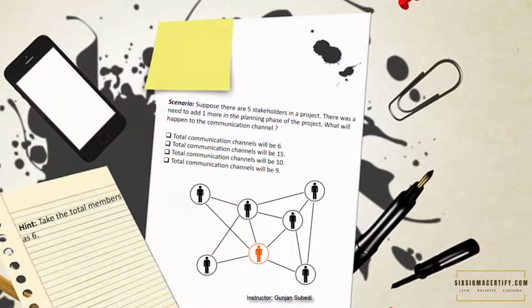Suppose there are 5 stakeholders in a project. There was a need to add one more in the planning phase of the project. What will happen to the communication channel? Your options are: total communication channels will be 6. Another option, total communication channels will be 15. Next option, total communication channels will be 10. Or the last one, total communication channels will be 9. I'll give you a hint. Since the new total number of stakeholders in the project is 6, as there is one more member in addition, you have to take the total members as 6.